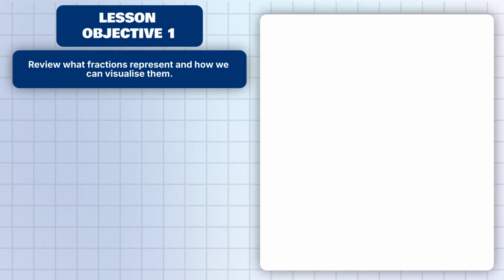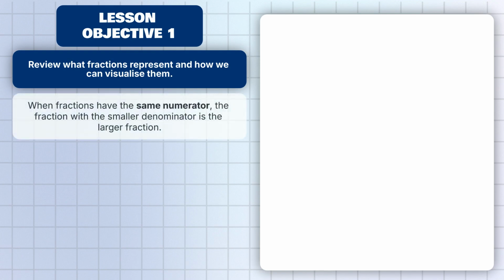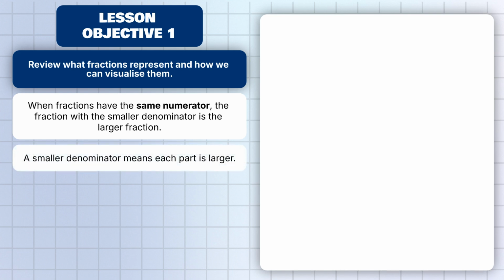Now let's look at fractions with the same numerator but different denominators. When fractions have the same numerator, the fraction with the smaller denominator is the larger fraction. This is because a smaller denominator means each part is larger. For example, a half is bigger than a quarter.